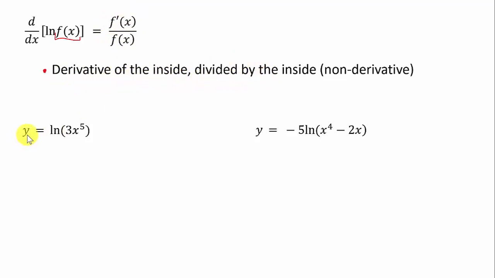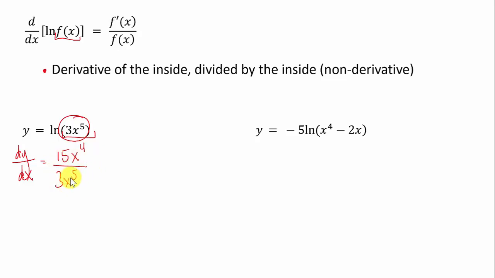So here's an example. I want to take the derivative of this. So the derivative of y is just dy dx. And remember, I'm going to take the derivative of the inside. So we have to know our power rule here. So that's going to be 5 times 3, which is 15x, and I'm going to subtract a power from that, which is going to give me 4. I'm going to subtract 1. Divided by exactly what you see here on the inside, which is 3x to the 5th.